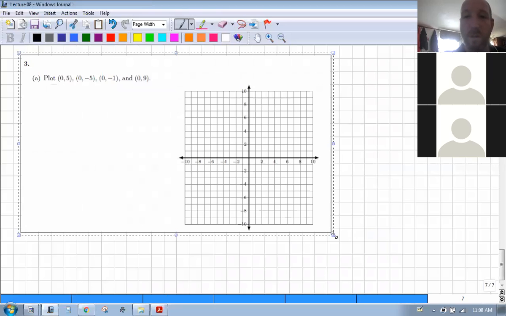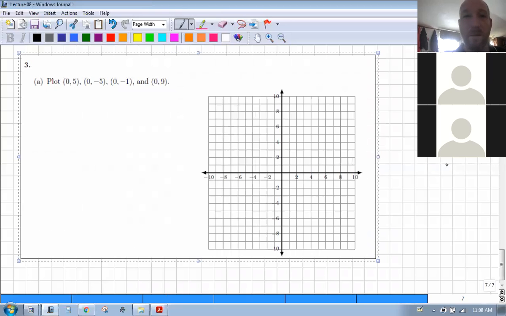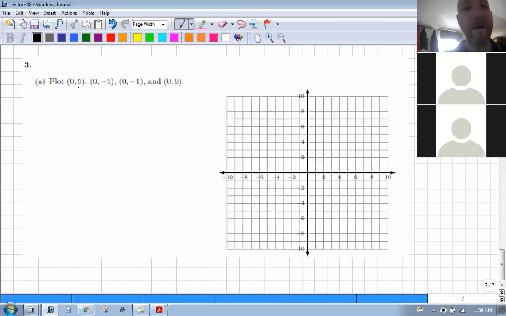Do some more plotting. All right, 0, 5. So our x coordinate is 0, so we don't go left or right at all. We just go up 5. So 1, 2, 3, 4, 5. So that's 0, 5. We didn't go left or right. We just went up 5. 0, -5. We don't go left or right, but we go down 5. So there's 0, -5.